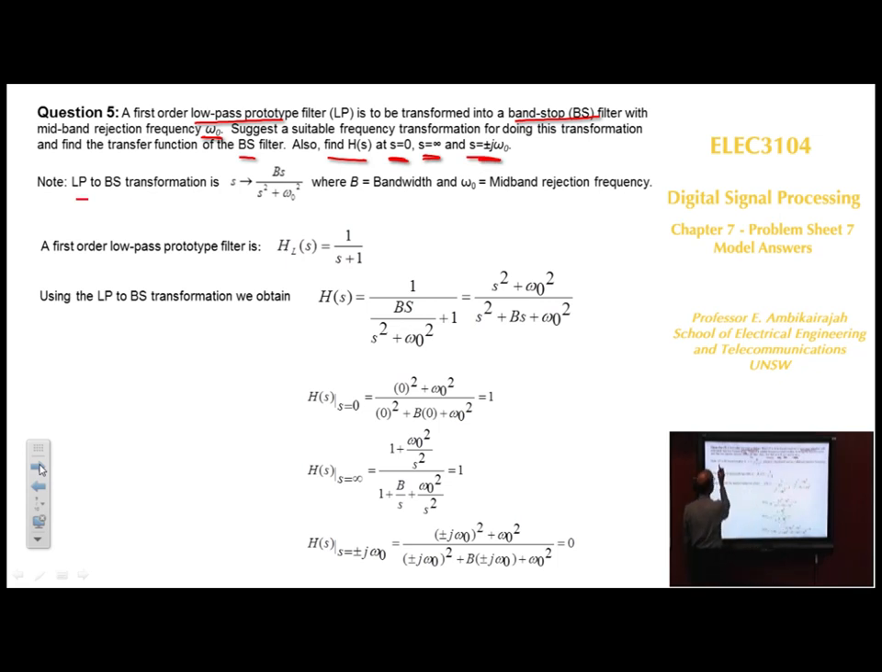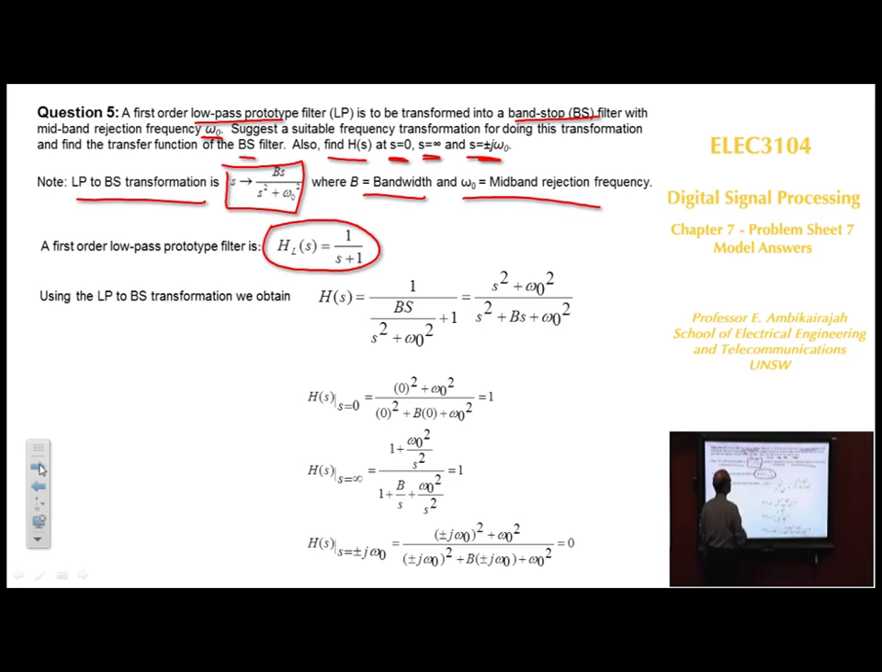So the low pass to band stop transformation has to be given to you. It's given. That's your transformation, where B is the bandwidth, omega naught the mid band rejection frequency. That's kind of a center frequency. So what we need to do is start with the first order low pass filter. We've got the first order low pass filter. This is your transformation to bring a band stop filter.